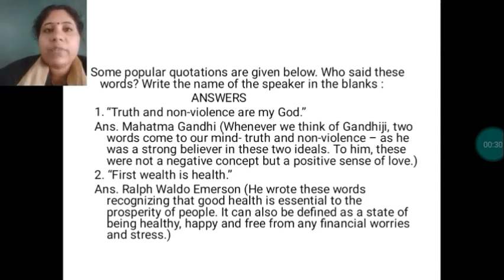So, let's start with the exercise. Some popular quotations are given below. Who said these words? Write the name of the speaker in the blanks. So, I am sharing answers with you. Truth and non-violence are my God. All of us know who this personality is. This man is Mahatma Gandhi. This quotation was given by Mahatma Gandhi.